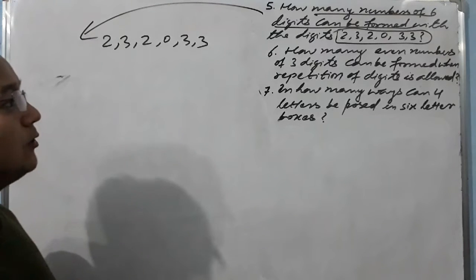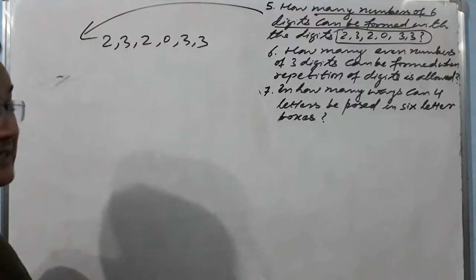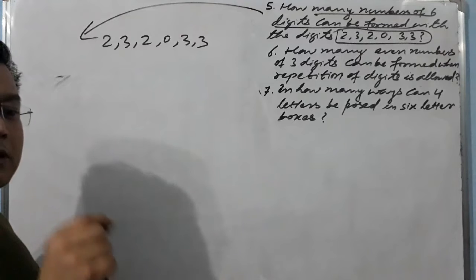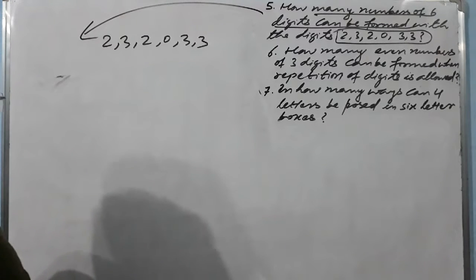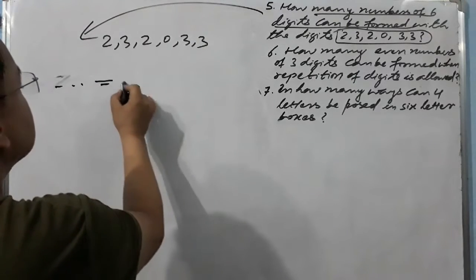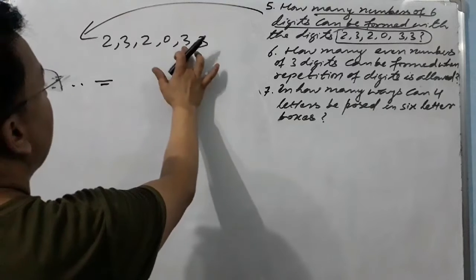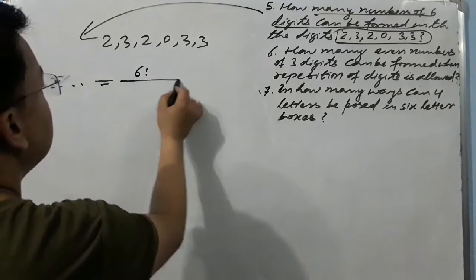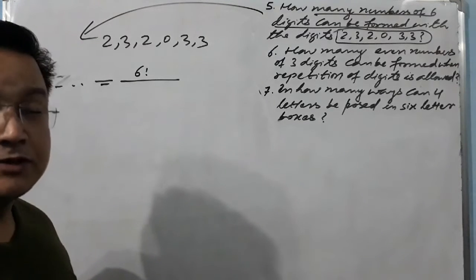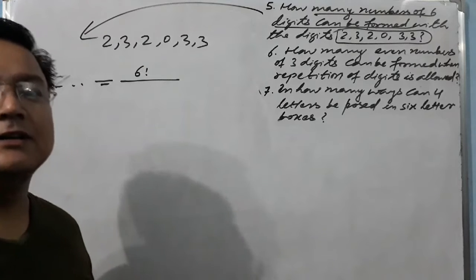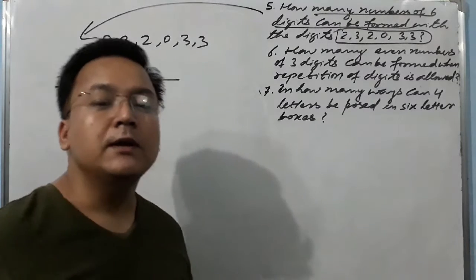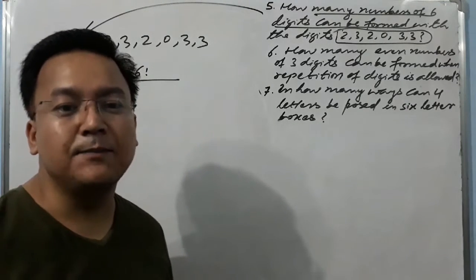The number of arrangements of digits to form a 6 digit number, in which the first digit from the left may be 0 or may not be 0, is equal to, how many digits are there? 1, 2, 3, 4, 5, 6. There are 6 digits, so 6 factorial. Here we need to use the theorem of permutations of objects not all different. So what's that formula? n factorial over p factorial times q factorial times r factorial.